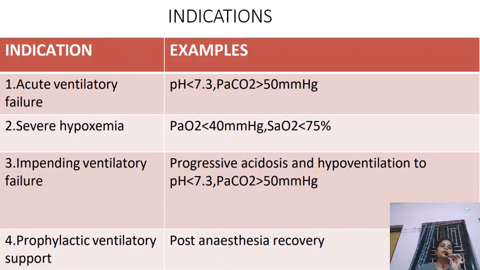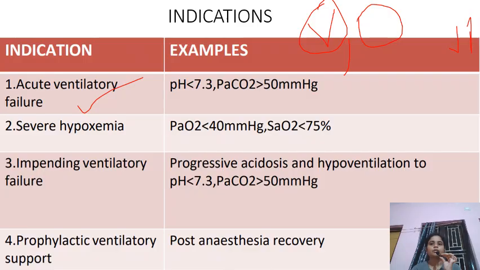So coming to the indications, in which cases a mechanical ventilator might be required. Like in cases of acute respiratory failure, acute ventilatory failure. When the patient is not able to ventilate, there are two terms that you have to know, that is ventilation and another one is oxygenation. Ventilation means we want the patient to ventilate. Ventilate means moving air in and out, that is the inspiration and expiration.